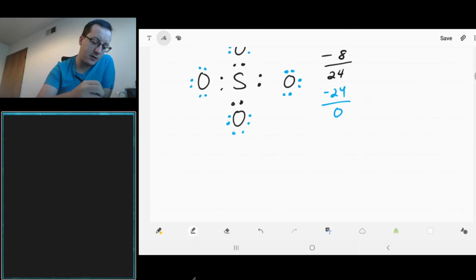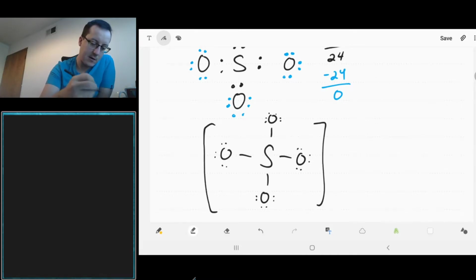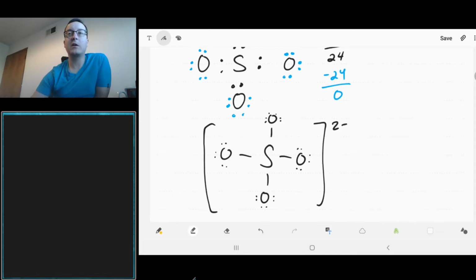We're going to redraw our structure with the happy bonds drawn as lines, not forgetting our lone pairs, of course. And to cap it all off, we put the brackets to indicate that it's an ion. So cool.